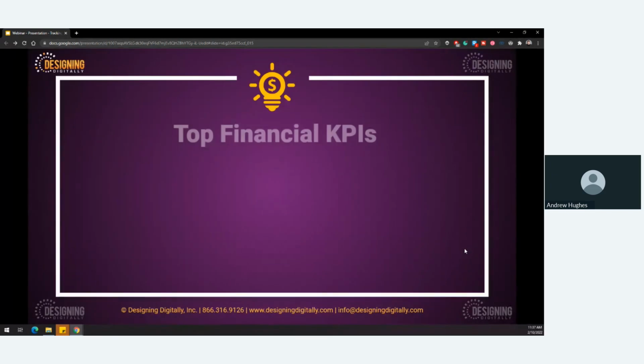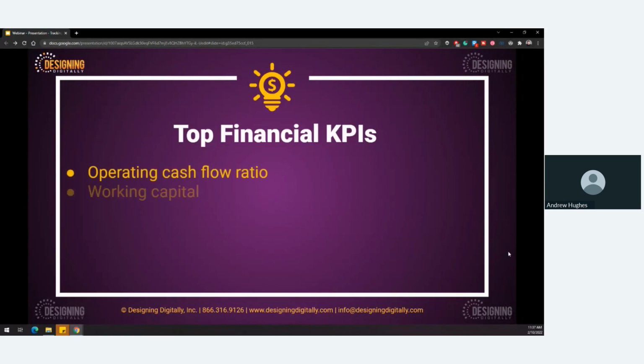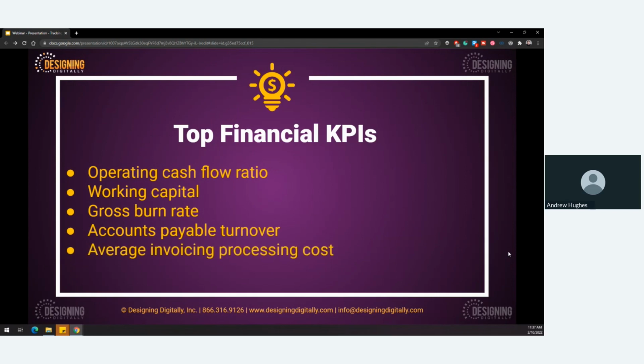And so let's look a little bit at the financial KPIs that we also see: cash flow ratios, what working capital do they have, what is the gross burn rate for the organization, what is the turnover on accounts payable, what is your invoicing processing cost or average invoicing cost, and how many days are you actually waiting on the outstanding payments. Our organization works with large corporations, and a lot of times they have anywhere from net 30 to net 180. And so depending on who you're working with, that net can really impact the payments or the financial side of an organization.